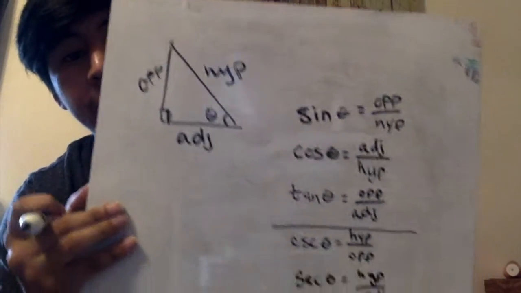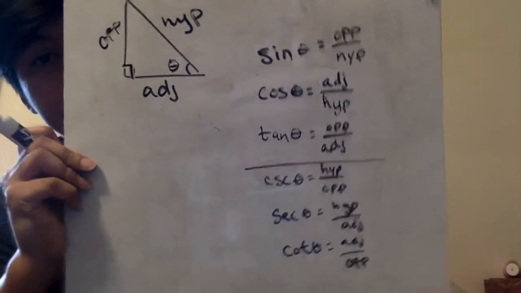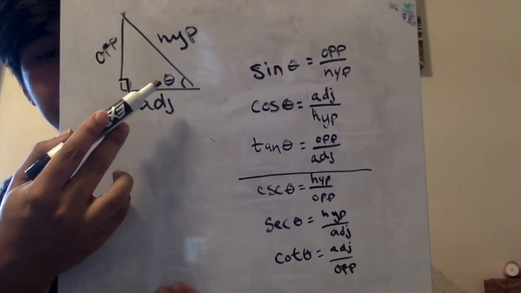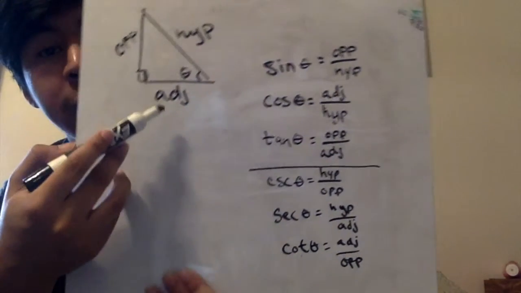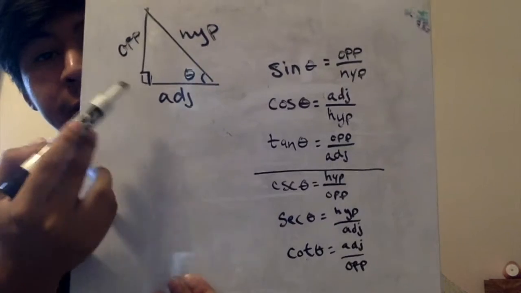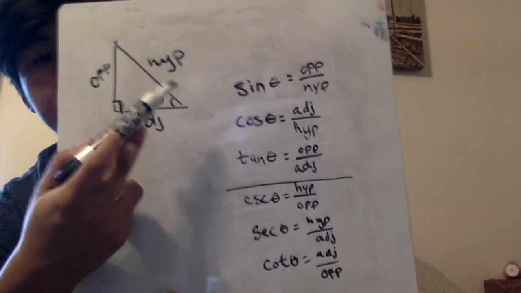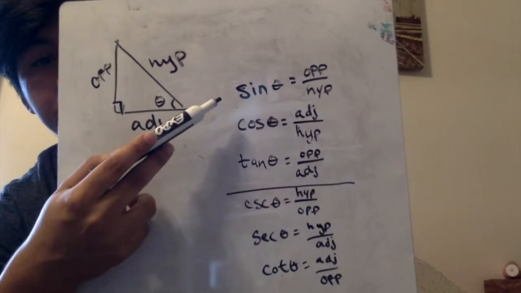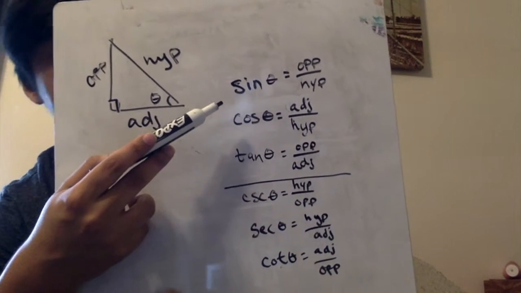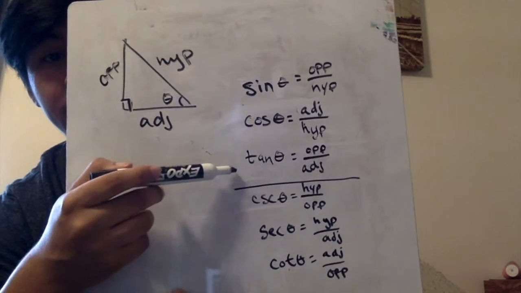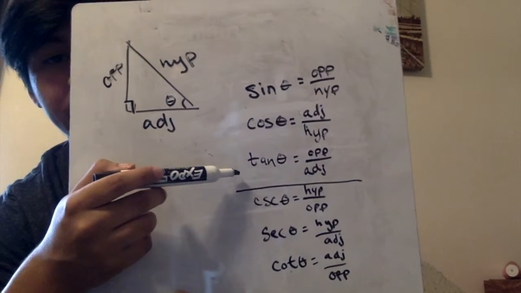Alright, so we have our basic right triangle here, with the adjacent side, that's theta, that's a reference angle. So we have the adjacent side, we have the opposite side, and we have the hypotenuse in the right triangle. So sine of theta would be equal to the opposite over the hypotenuse. The cosine is equal to the adjacent over the hypotenuse, and the tangent is equal to the opposite over the adjacent.